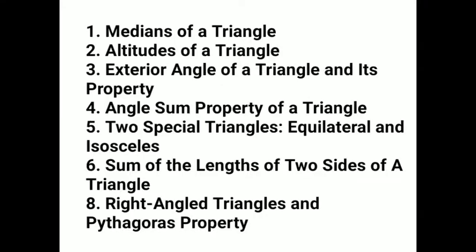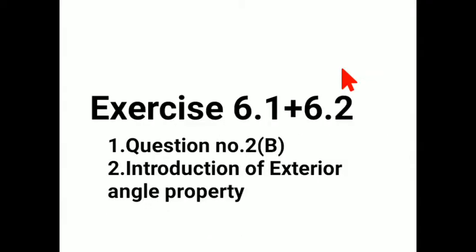I hope you remember we are doing the properties of the triangle. We have discussed part 1, part 2. Now our third property will be the exterior angle of the triangle and its property. We are going to discuss that. So let us solve question number 2B from exercise 6.1.